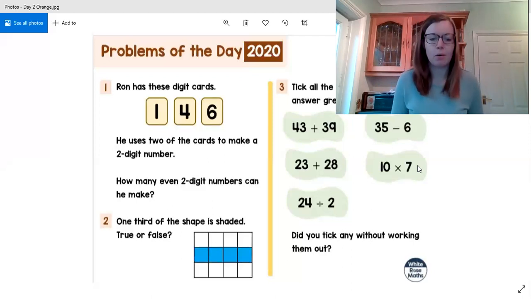Let's draw this shape out on our whiteboard. And I've got to make sure I copy it exactly. So we're going to have a look. We've got 3 rows and we've got 4 columns.